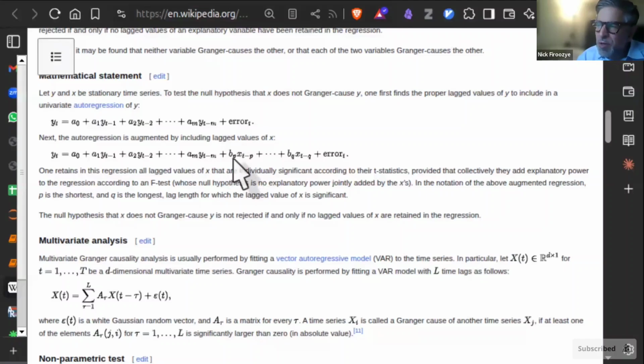Now, what we could do is stick in lagged values of X, and then the question is which model works better? And of course, if it's just R squared, the thing with more regressors is always going to work better. But we can actually do a statistical hypothesis test for this. And hypothesis tests for regressions are really quite simple.